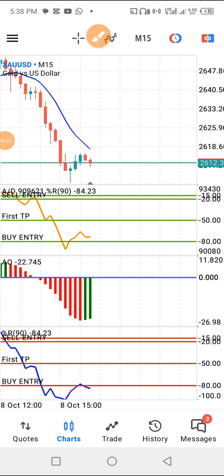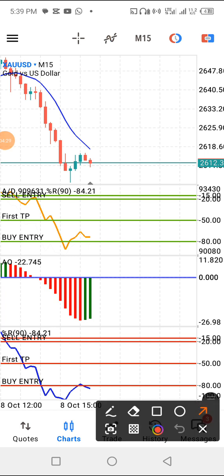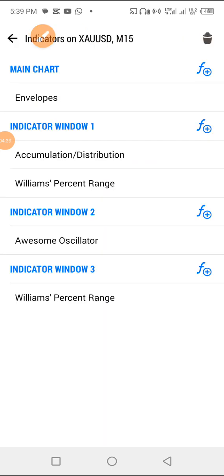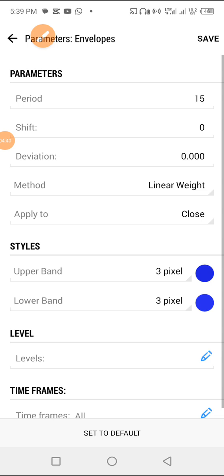Now, I'm going to show you these settings. So for you to add these indicators, you have to click on this icon at the top of your chart here. When you click on that icon, it's going to take you to the indicators window. Now on the main chart, we have envelope. So your envelope should have a period of 15, shift 0, the deviation should be 0.00, method should be applied linear weighted, then applied to should be close.